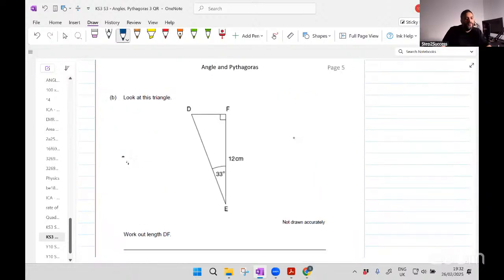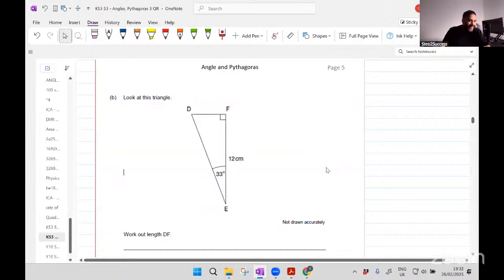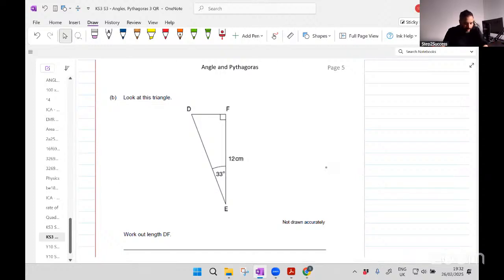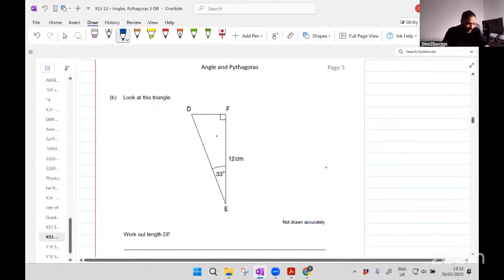This has ended up in this exam paper by accident, just so you know. This shouldn't be a question. But I will do it for you, but you will have absolutely no idea how to do it unless you have done trigonometry. Hopefully everybody else here will know how to do this question. But this has fallen into a Pythagoras booklet. This is not a Pythagoras question.